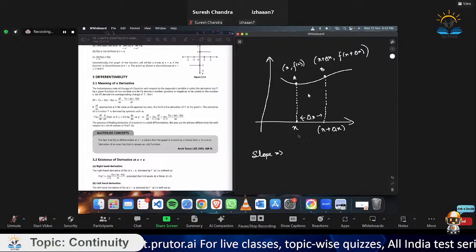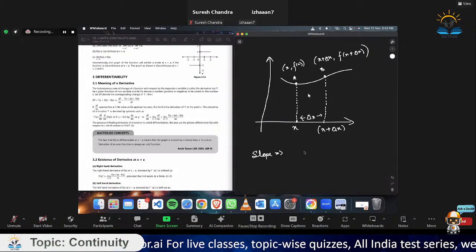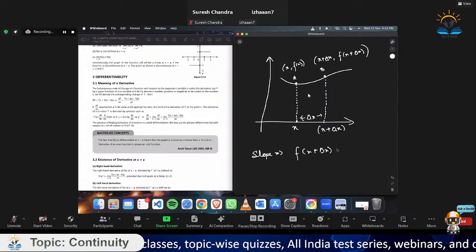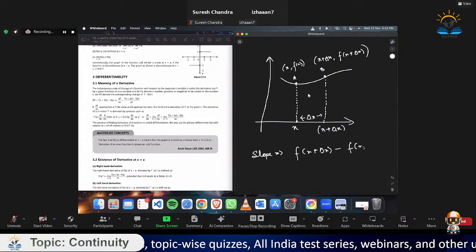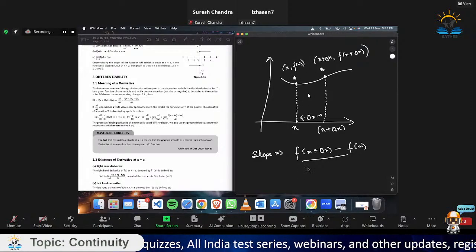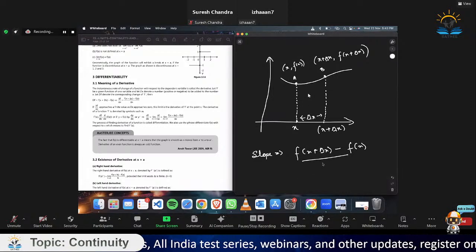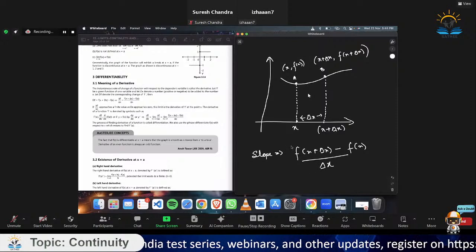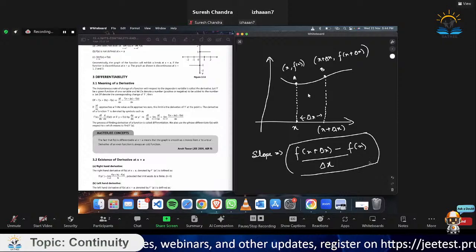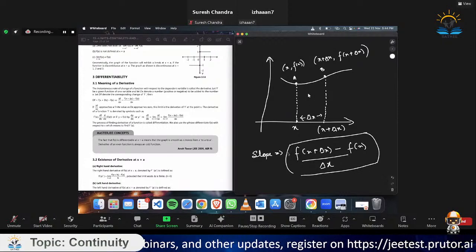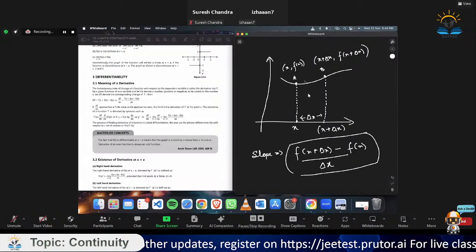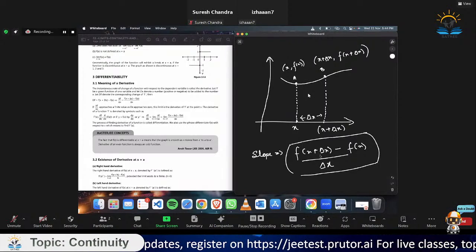What is slope? y2 minus y1 divided by x2 minus x1. So f(x + Δx) minus f(x), and this minus this: x + Δx minus x leaves us with Δx. Now you got my point, right? This is just a slope, but for when there are 2 points given. When there are 2 points given, you can find the slope like this.